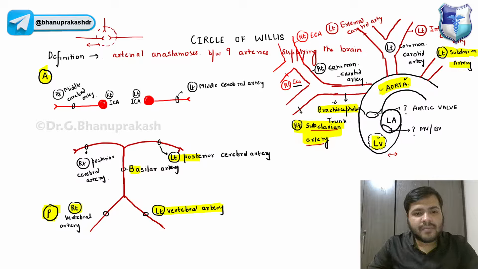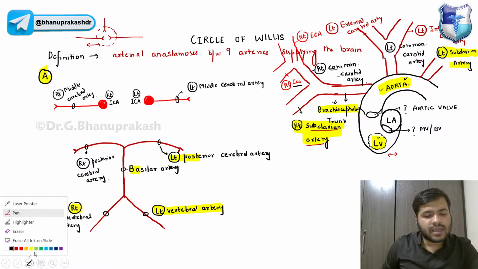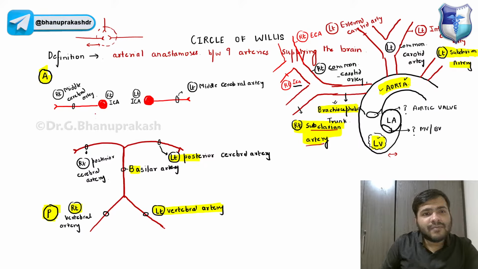Now remember over here that we have arteries coming from the internal carotid artery, and it will be joining with the cerebral artery over here.